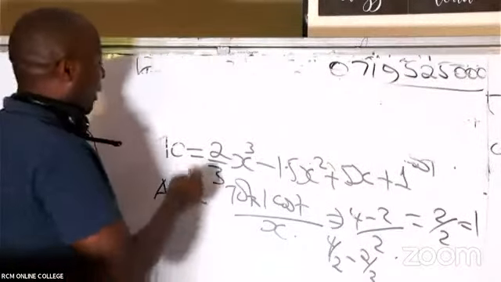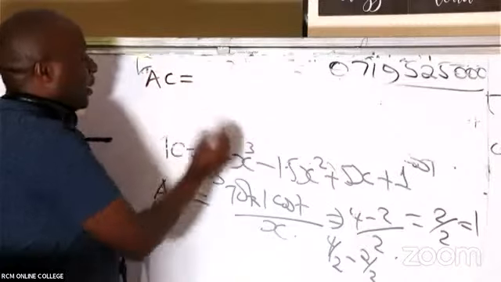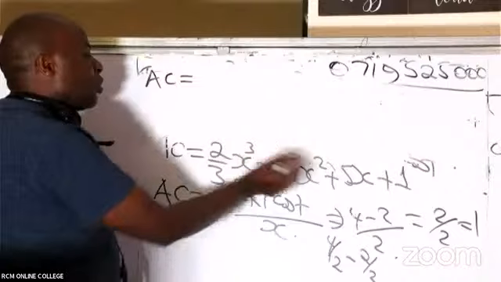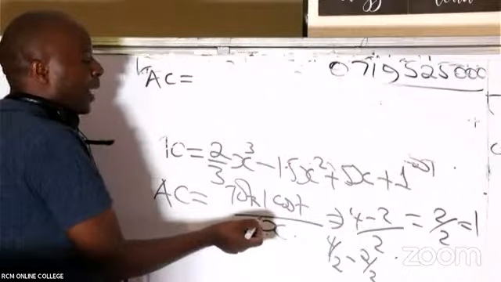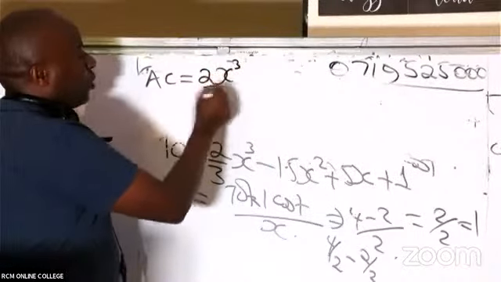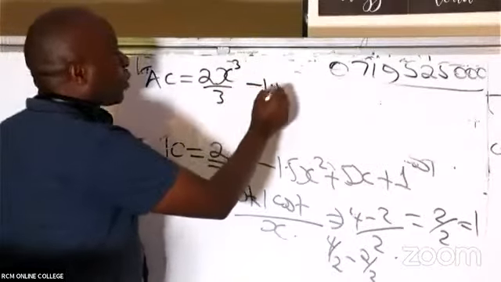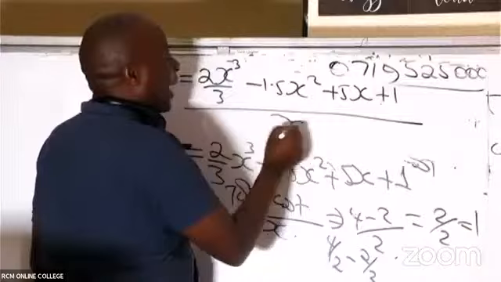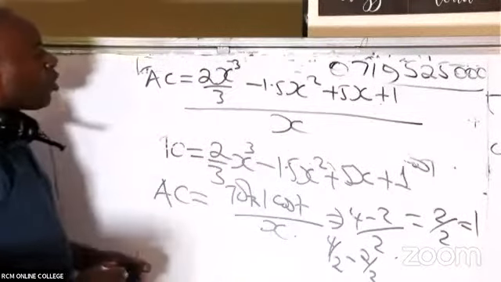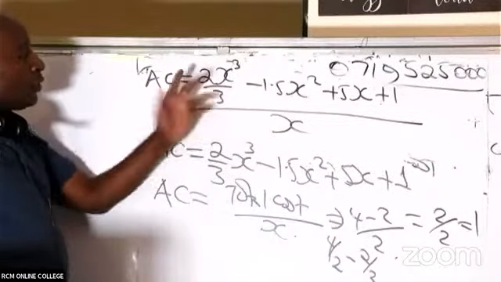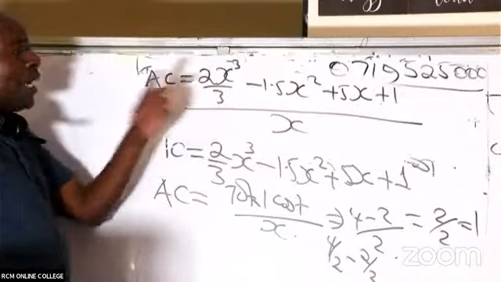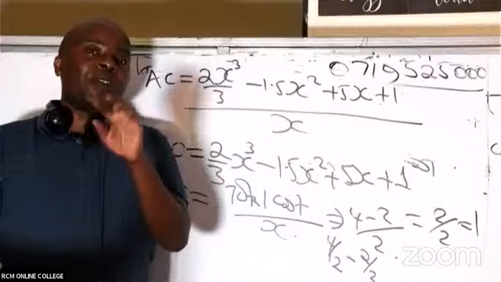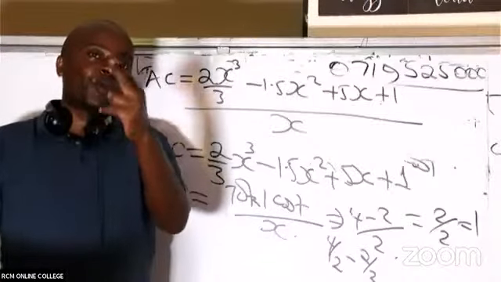In this particular case, my average cost, I've said, is total cost divided by X. And what I'm going to do is divide each of these numbers by X. So it is 2X cubed over 3 minus 1.5X squared plus 5X plus 1, everything divided by X. I will need to divide each of these terms by X. X cubed is the same as X times X times X, so when I divide 3 X's by X, I'm going to have 2 X's.